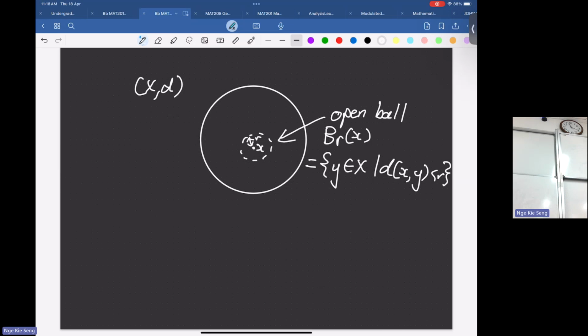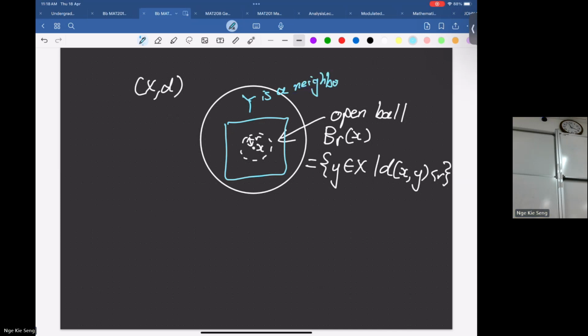Then we introduced neighborhood. What's the neighborhood of X? Let's say Y is a neighborhood of X if you can find a ball around X such that this ball lies inside the set. Then we call it a neighborhood.